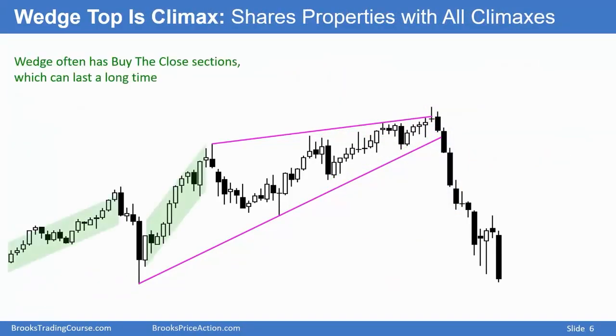A wedge top, it's a climax, and like all climaxes, it usually leads to at least a pullback, or at least a pause in the buying. Climaxes can last a long time. A series of bull bars here, 5 bull bars, climactic move here, a series of strong bull bars here. The rallies within a wedge top are often strong enough to be a buy the close rally. Traders will buy closes, confident that the market will go at least a little higher. The same with here. It's a buy the close rally. And here as well, even though the bars are small through here, these are buy the close rallies.